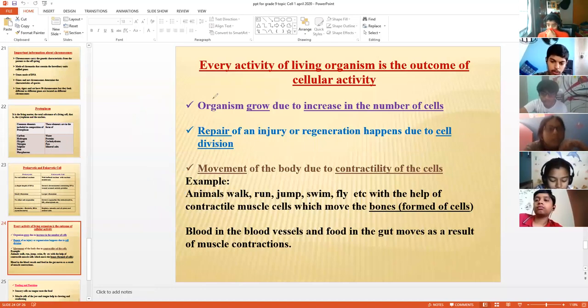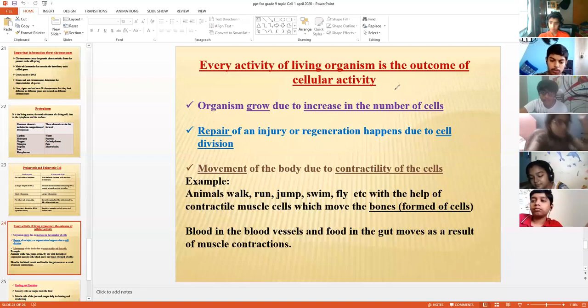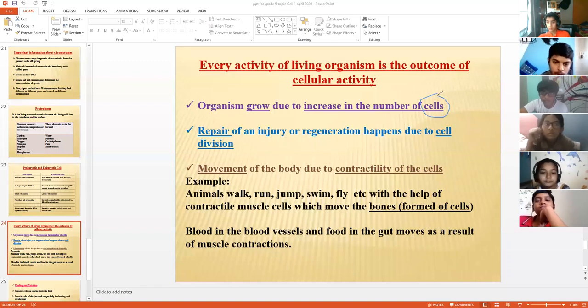Now, what do you mean by this? Every activity of a living organism is the outcome of a cellular activity. What does this mean? The first example: organisms grow due to an increase in the number of cells, right? That means, how are you growing? Are you of the same shape as when you were 3 years old? No. You have grown, your height has grown.